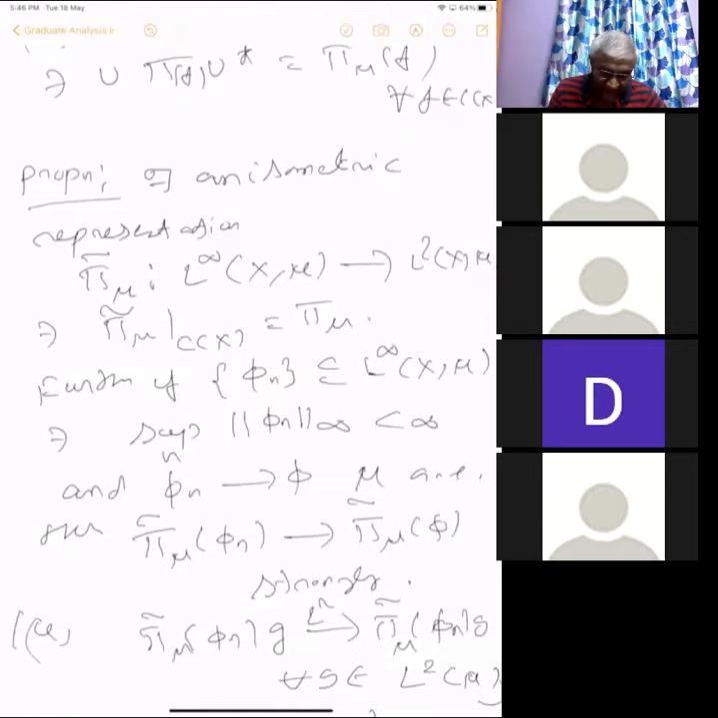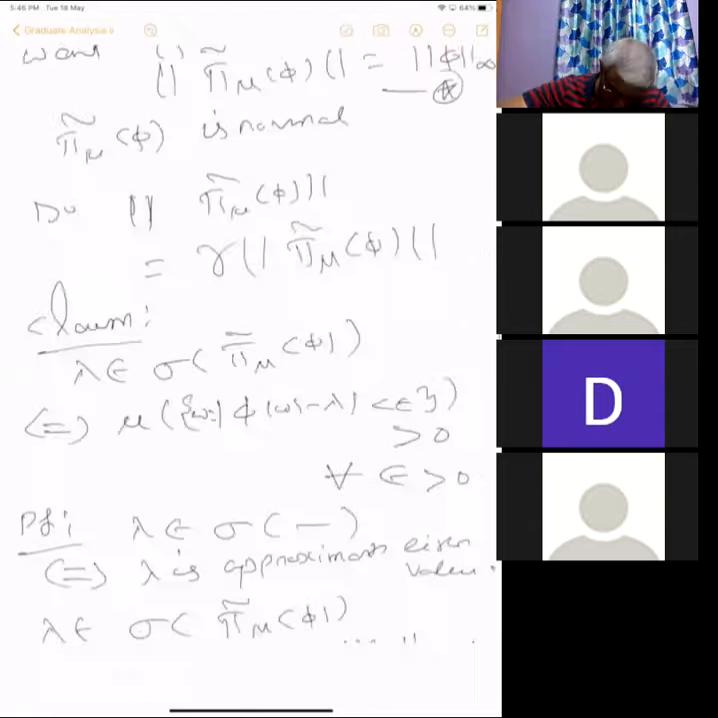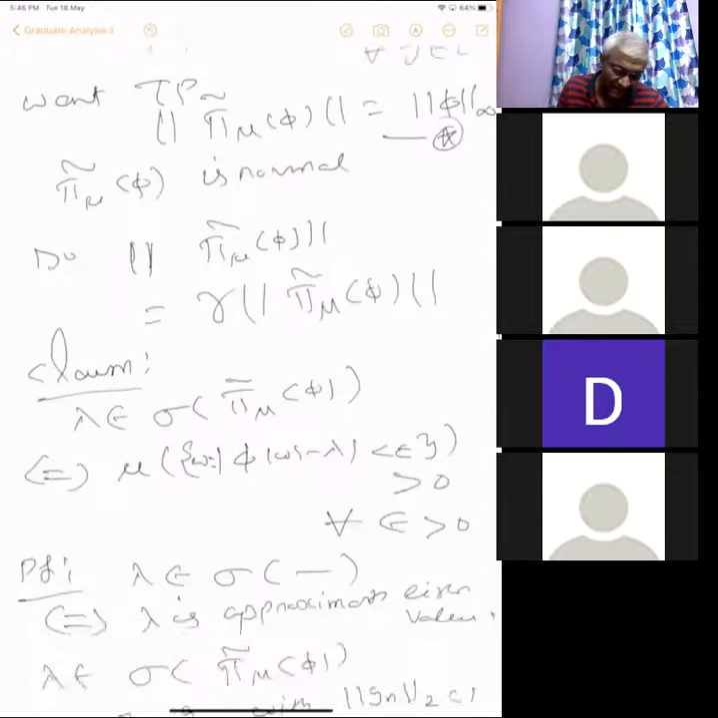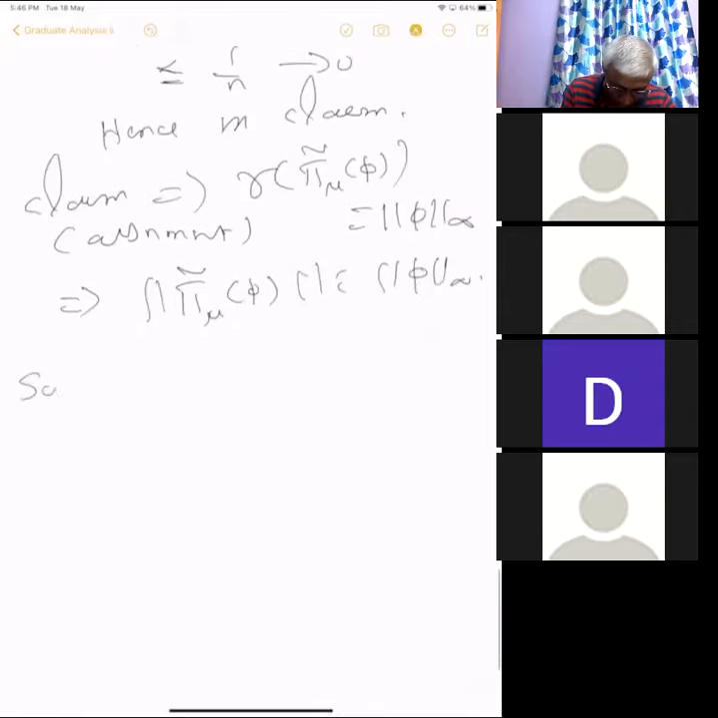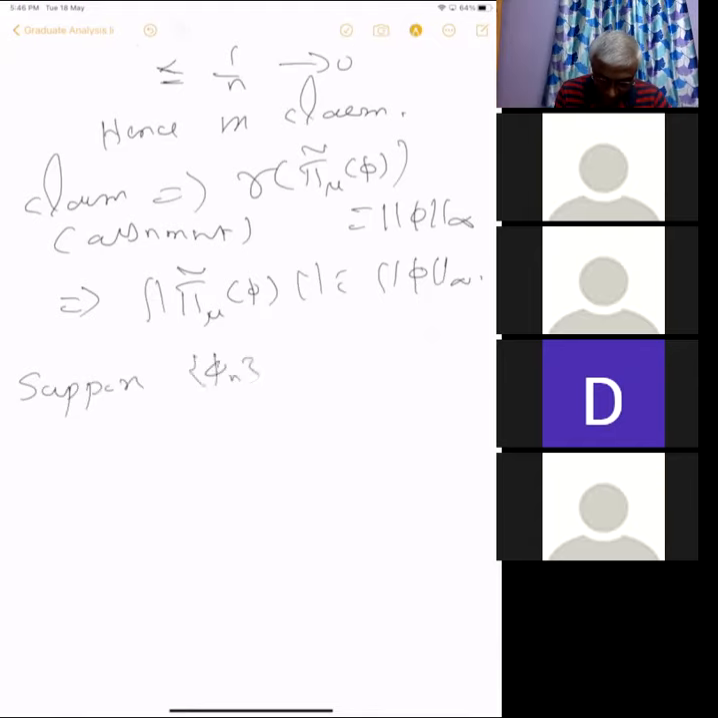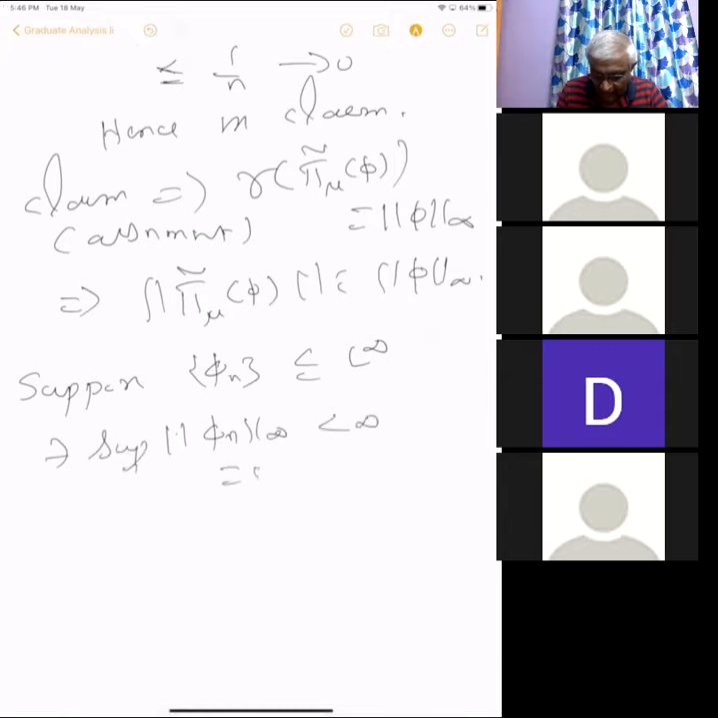The norm coincides. And we want to prove this convergence property, but that is just the Lebesgue dominated convergence theorem. Since this is a finite measure, suppose phi n is contained in L infinity such that the supremum norm of phi n is less than infinity. This is just a number M, and then this constant function is integrable. So all these functions are integrable. Then you have to apply that.